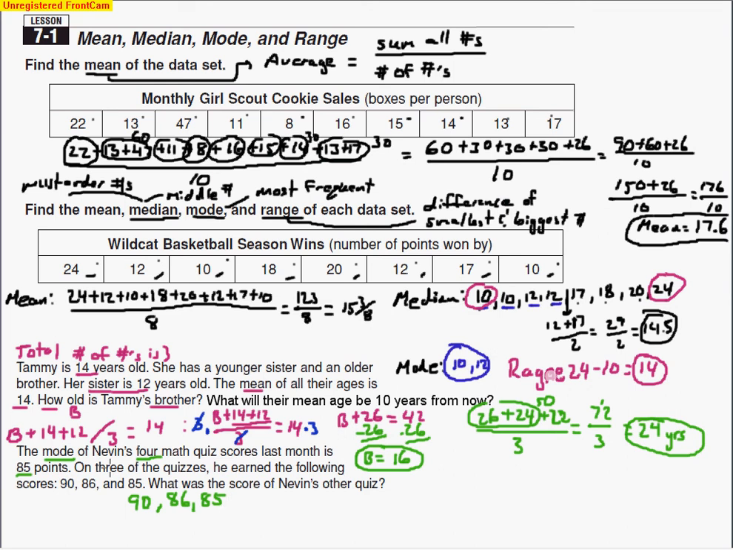But we know the mode is 85. That must mean his other score is 85 in order for our mode to be 85. So that's the missing score right here. It was just 85. Just knowing that there are 4 quizzes, we know 3 of them, 1, 2, 3, and we know the mode was 85. That must mean the missing score was 85 as well.